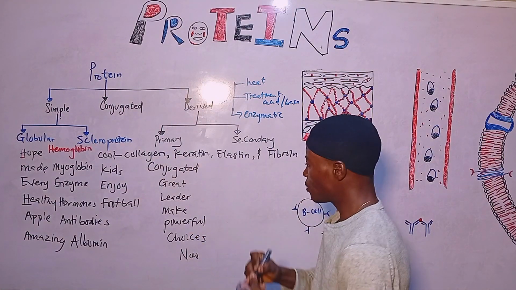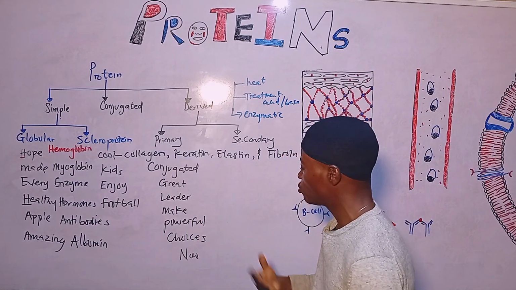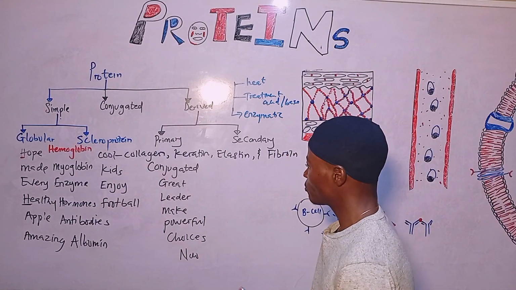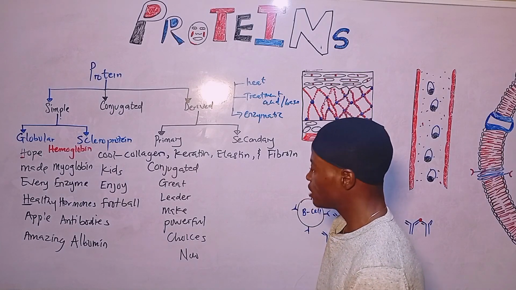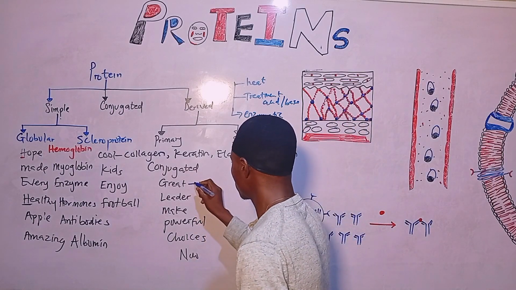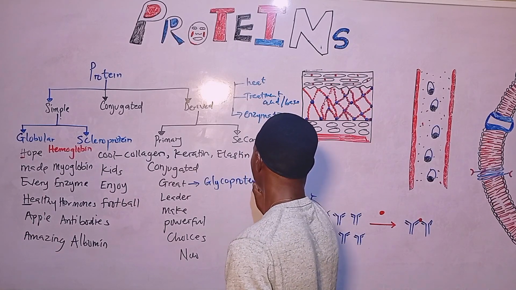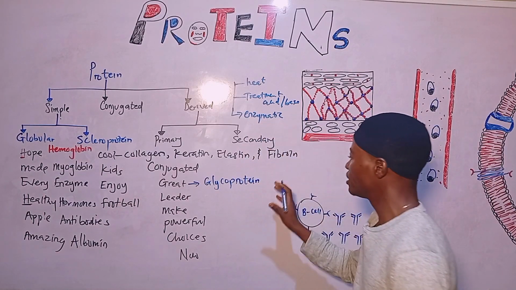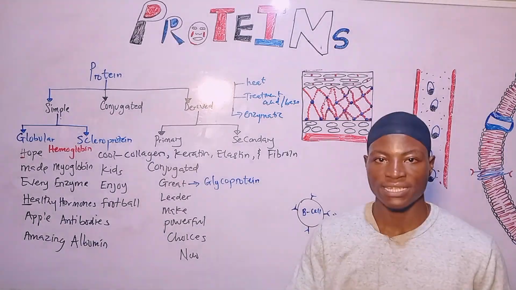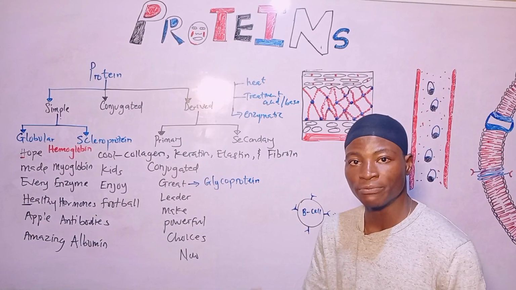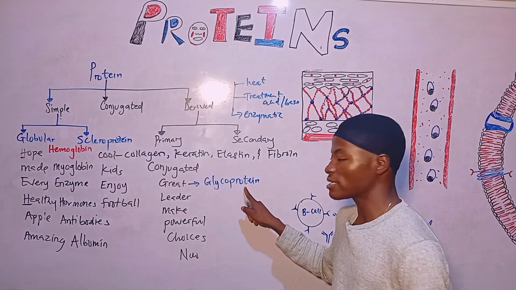Now, under conjugated protein, we have great leader make powerful choices now. In that case, great simply represents a type of conjugated protein, which I'm going to call glycoprotein. Whenever you hear the word glycoprotein, it means it contains a non-protein part and a protein part. The non-protein part forms a prosthetic group with the protein part.